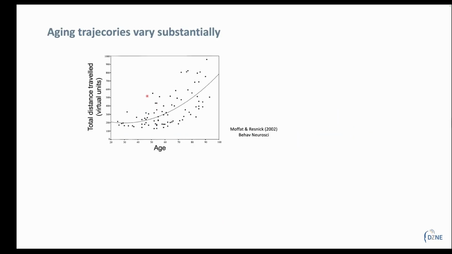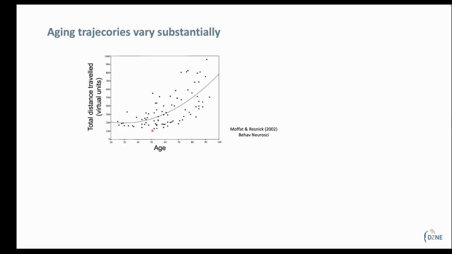So these are behavioral data here, a large-scale study from people in their early 20s all the way up to people in the mid-90s. And this is a navigation task done on a desktop computer. Here on the y-axis, you have total distance traveled. So basically, the more distance you travel, the worse your memory is, because they had to find a particular location in a virtual environment. So higher values are worse. And of course, as expected, you see overall an increase in these error values as people get older. That's not particularly surprising.